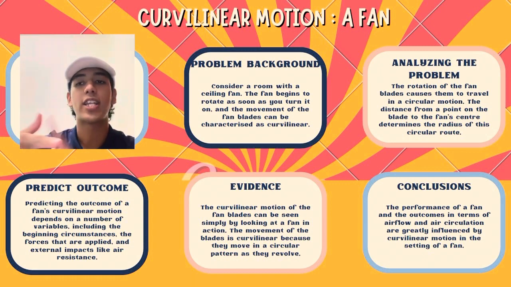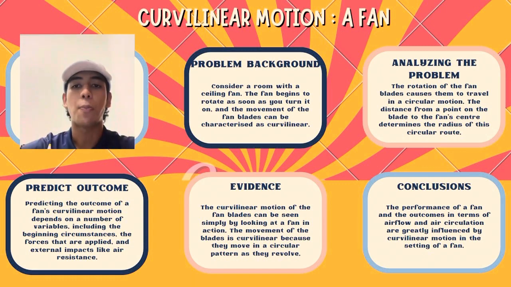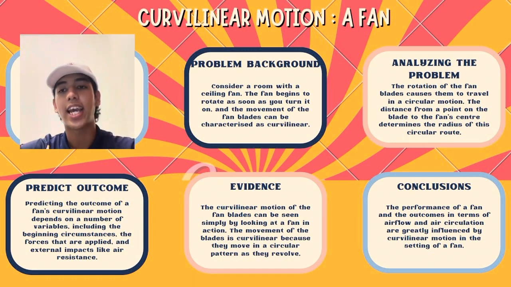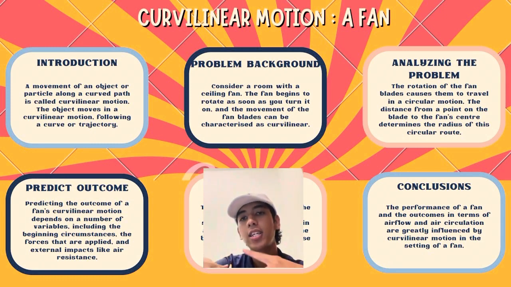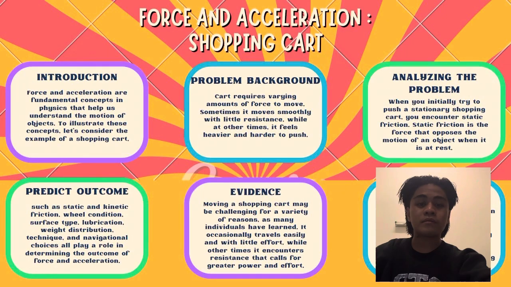And lastly, the rotation of the fan is impeded by air resistance, so it can also change their speeds and angular velocity. So, for the conclusion, in the context of a fan, curvilinear motion refers to the spinning of the fan's blades along a circular path. We can understand and address the issue relating to this motion by using mathematical equations and physics principles. That's all from me. Thank you.